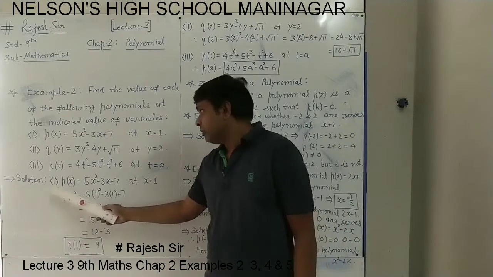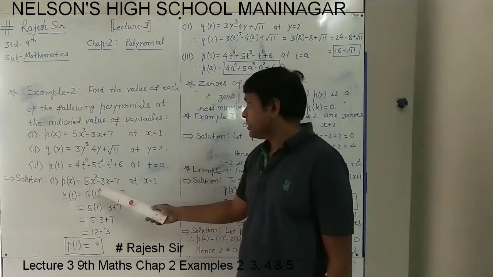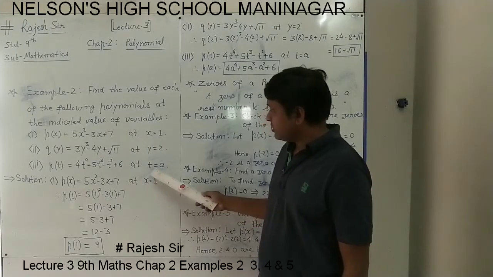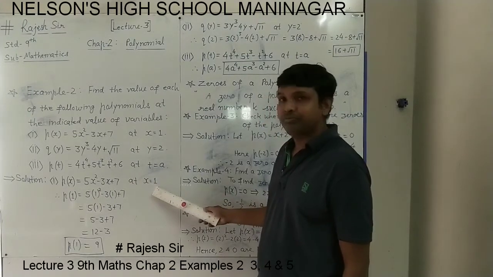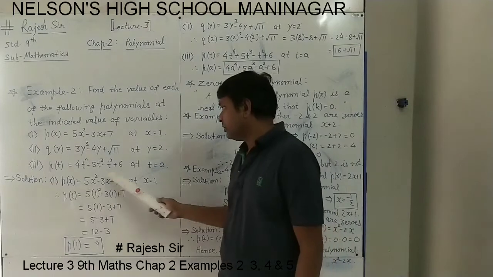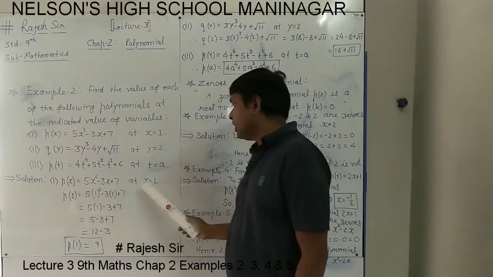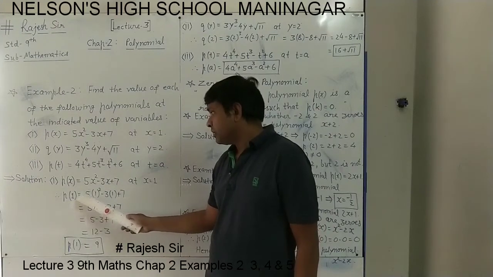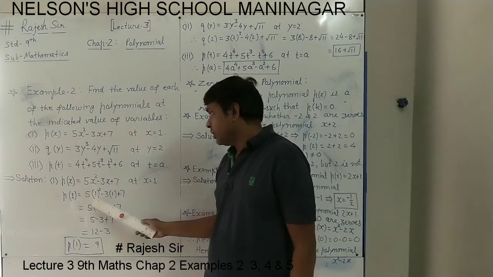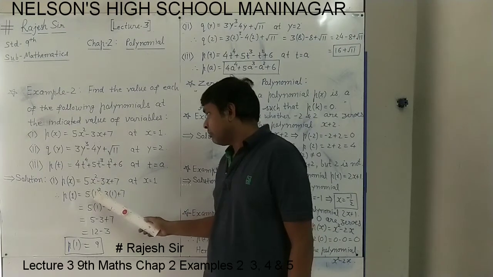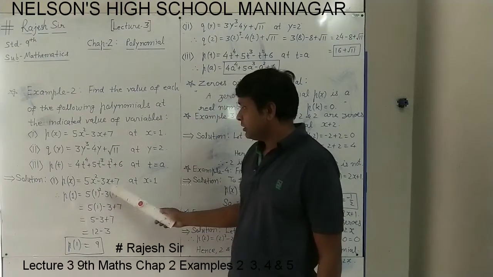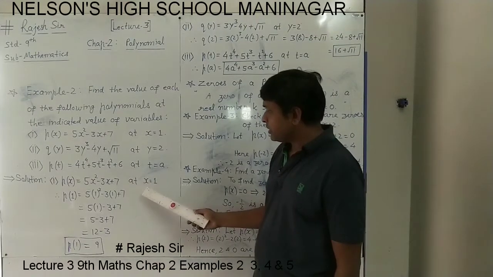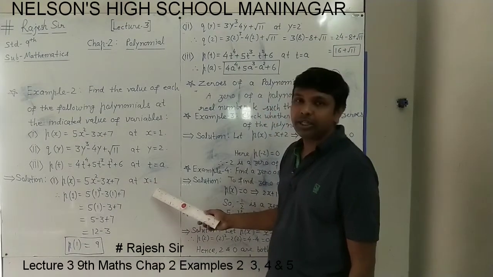In the solution, number 1: p(x) = 5x² − x + 7 at x = 1. At x = 1 means we have to replace x by 1 in the whole polynomial, wherever x appears. So p(1) = 5(1)² − 1(1) + 7. What we have done is just replace x by 1, because we want the value at x = 1.